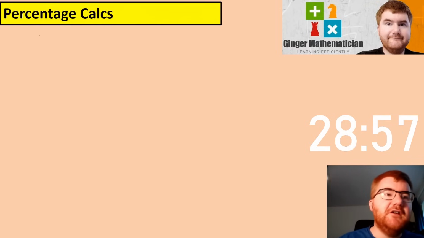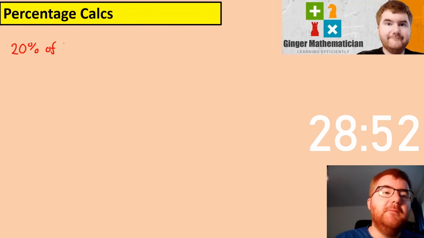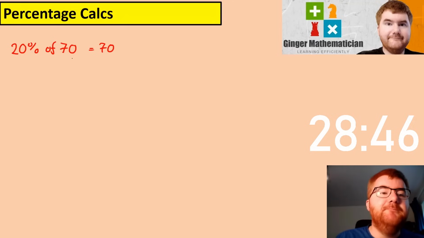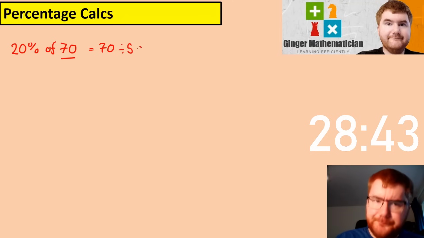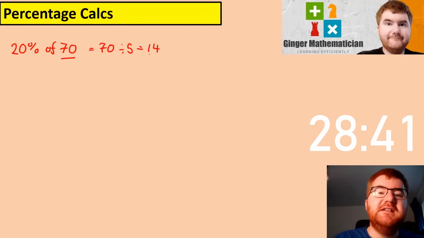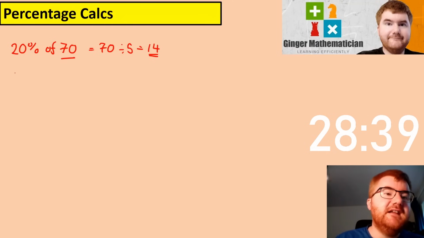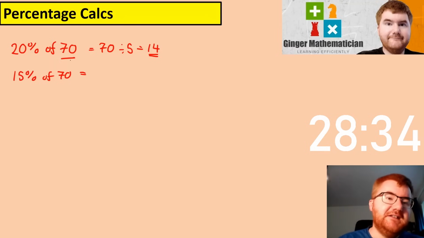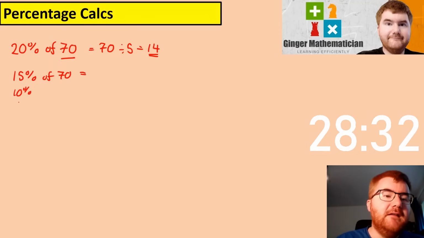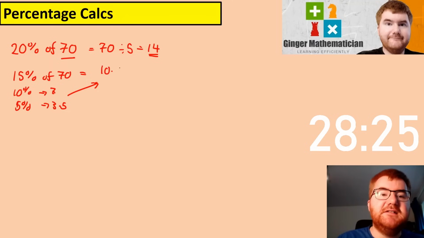Percentage calculations. So the first thing you need to be able to do here is work out, for example, 20% of a number, say 70. So you need to know how many 20s go into 100. Well, that's 5. So we need to divide this number here by 5 to give us our answer, which in this case is 14. This works for lots of things. If you have 15%, then one of the easier ways of doing this without a calculator is to work out 10%, then work out 5%. So that gives us 7 and 3.5, and then just add them together to get 10.5.